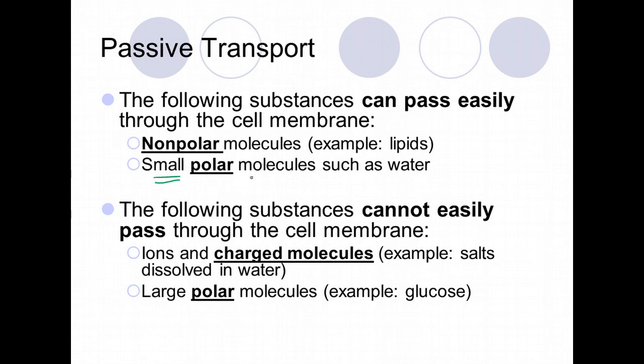But they have to be small. So water can pass through, let's say sometimes. Sometimes it needs help getting through. But things that have charges, like pluses or minuses, can't get through because those interact with water, and the fatty acid tails don't like these pluses and minuses, so they repel them. Or really large molecules like glucose. Remember, glucose is C6H12O6. That's a lot of atoms. It's a really big molecule.